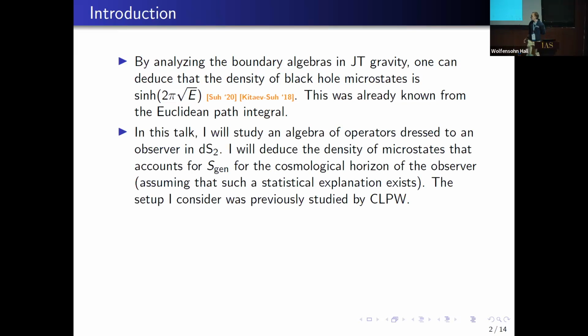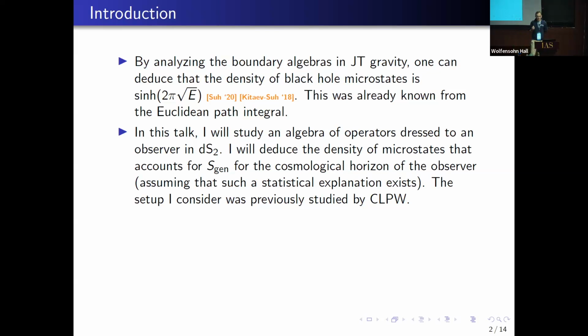So what I'm going to do in this talk is study an algebra of operators that's dressed to an observer in two-dimensional de Sitter space. One thing I want to emphasize is that this calculation can in principle be generalized to higher dimensions. That's because I'm not studying JT gravity in de Sitter. The only reason I'm focusing on 2 dimensions is just to make the calculation simple.